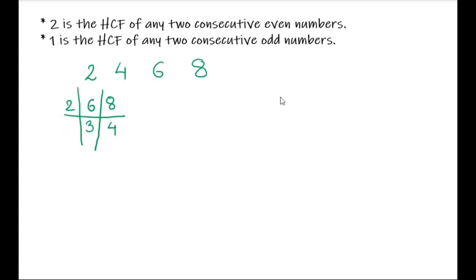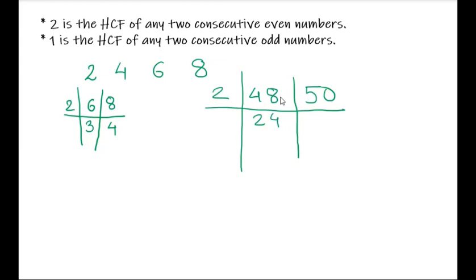Now you can try with some other examples. We will take 2 consecutive even numbers, 48. Which will be consecutive to it? Yes, 50. Now we will find out its HCF. See here, 2 24s and 2 25s. Now 24 and 25, will they come in some common table? No. So only 2 is their HCF.